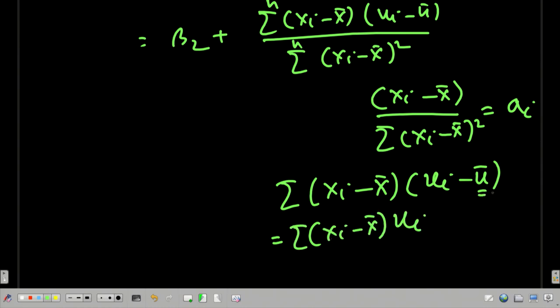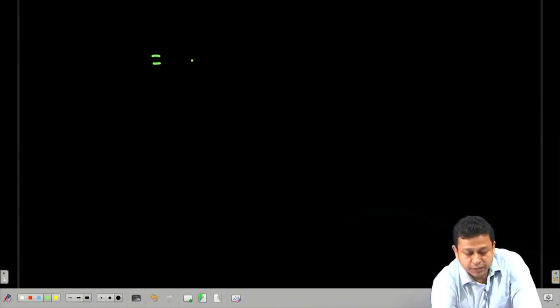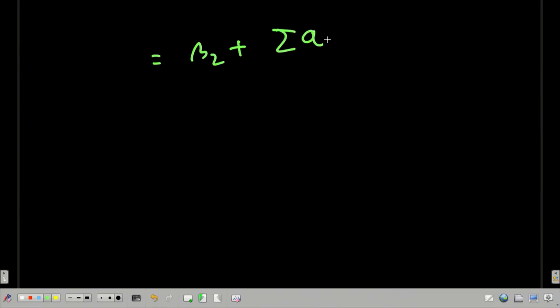So basically, if you multiply, you will have u bar, you can actually take the sum of all the errors, and that will give you 0. So essentially you can represent the numerator as this, and let me write down the equation numbers 1, 2, and using 1 and 2 I can say, let us say this is 2 and this is 3. So, using 1, 2, 3 I can say this is equal to beta 2 plus summation a_i u_i. Okay, so this is something that I wanted to have. Now, let us say this is equation 4.